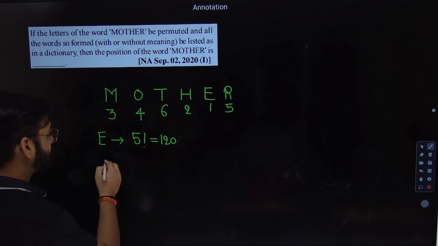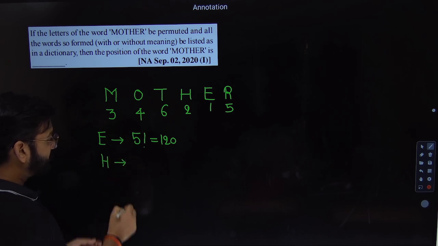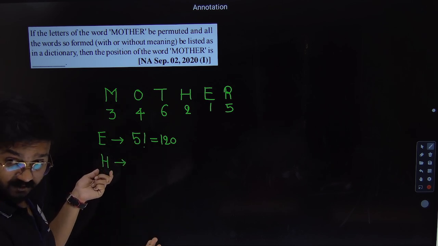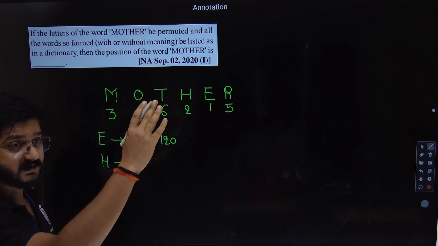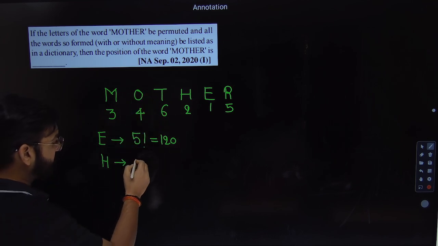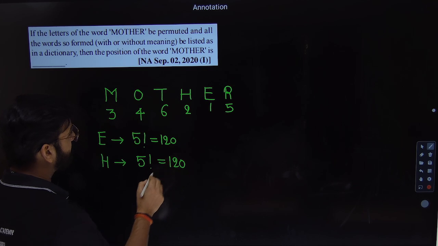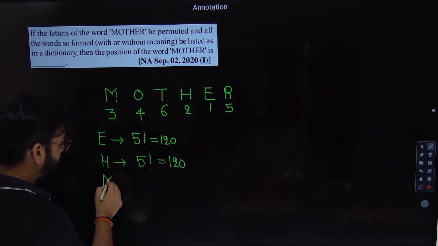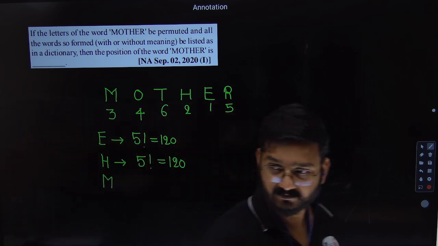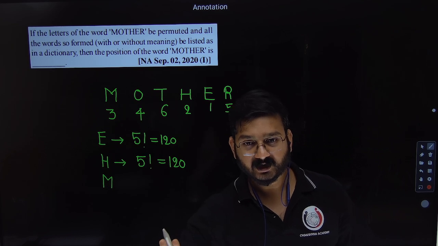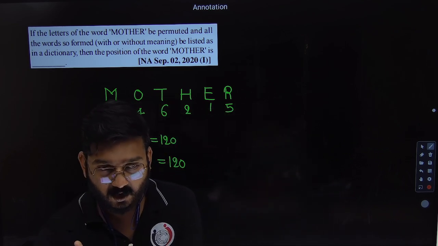After E, what comes? H. The words starting with H. H is fixed. How many positions? 5. So 5 factorial, 120. After that, M. Do we need M? Or do we need to go inside, right?